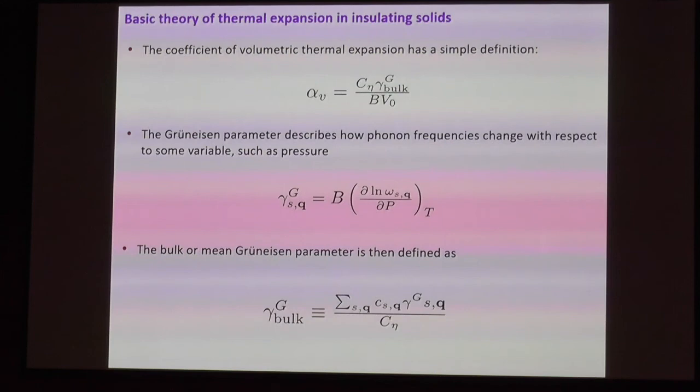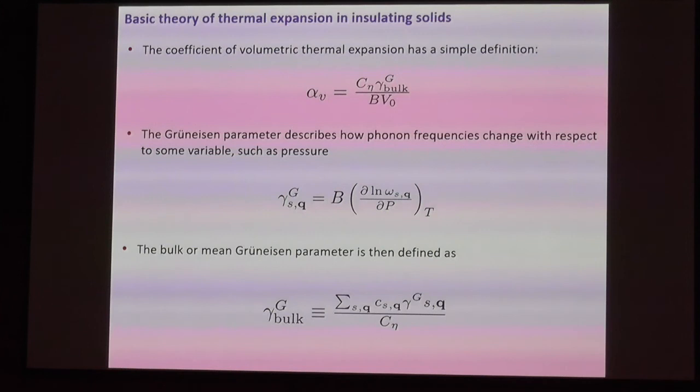The Grüneisen parameter, and there are actually a million different kinds of Grüneisen parameters because you can define them different ways. They just tell you about how phonon frequencies change with respect to some variable, in this case with pressure. So this is the mode Grüneisen parameter for mode S at wave vector Q. And then this bulk Grüneisen parameter up here is just the sum of those individual mode Grüneisen parameters across the Brillouin zone, weighted by their mode-specific heats.